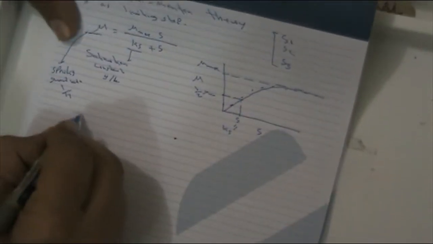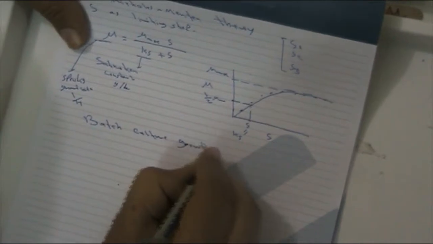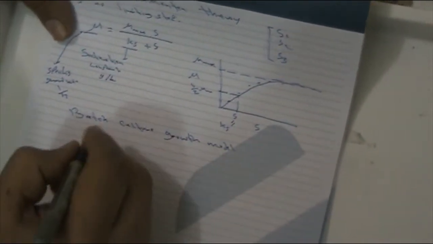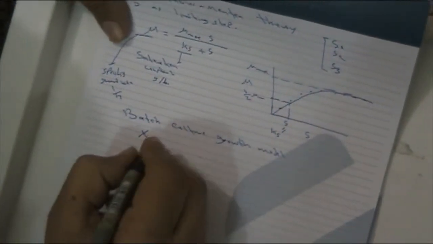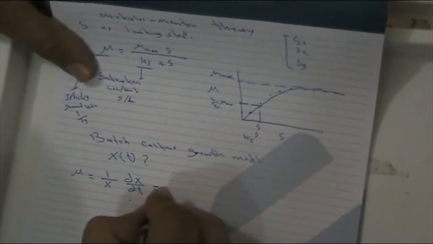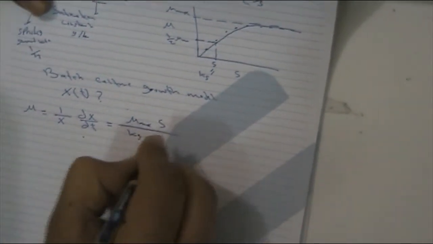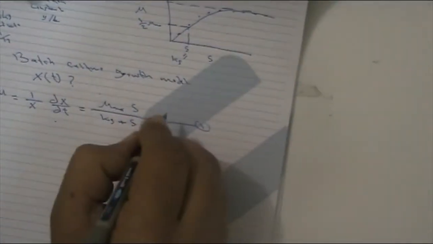So we now try to make a batch culture growth model, and we need to express X, which is the number of cells, as a function of t. And how will we do that? We know that the specific growth rate, mu, will equal 1 over X dX over dt. That must equal mu max S over Ks plus S, and this is equation 1.